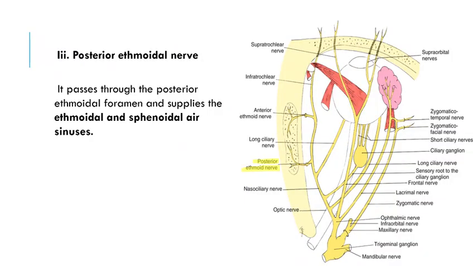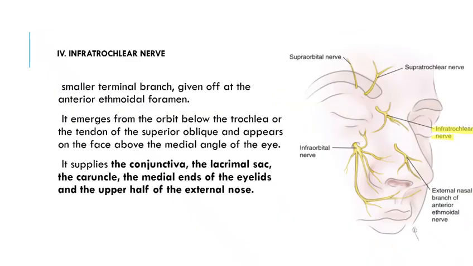The posterior ethmoidal nerve passes through the posterior ethmoidal foramen and supplies the ethmoidal and sphenoidal air sinuses. Infratrochlear nerve. It is the smallest terminal branch, given off at the anterior ethmoidal foramen. It emerges from the orbit below the trochlea, or the tendon of superior oblique, and appears on the face, above and medial to the angle of the eye.